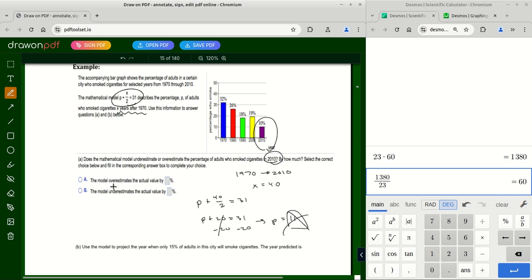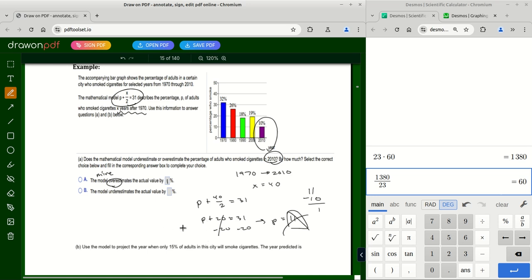And so mine, it says model. Mine is over by how much? Well, 11 minus 10 is 1. 1%. That's what they're really wanting for that. So watch out, okay? Watch out.